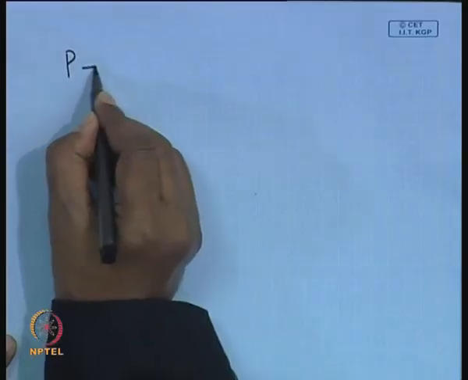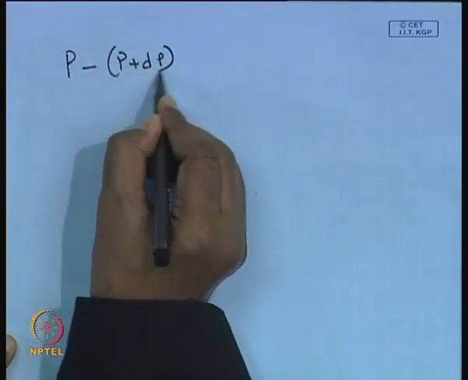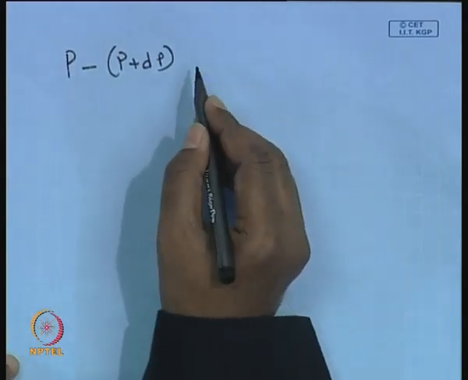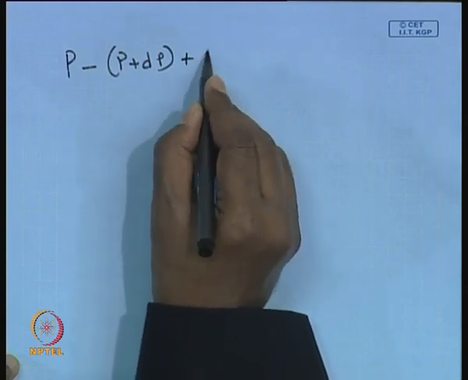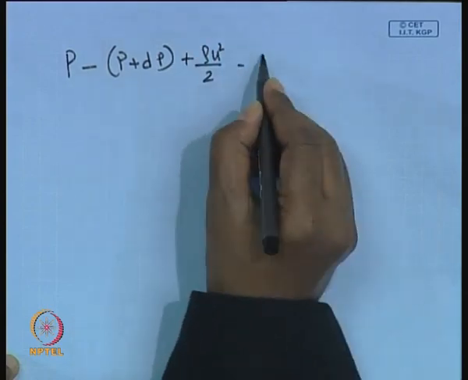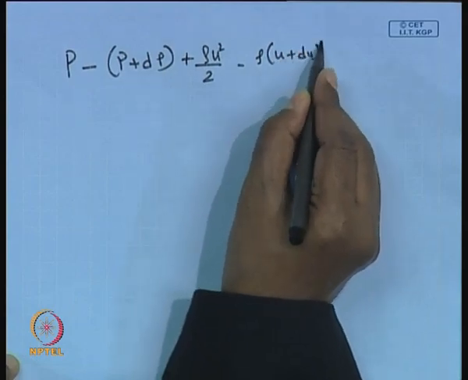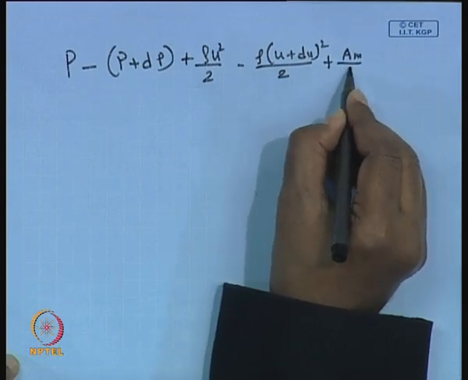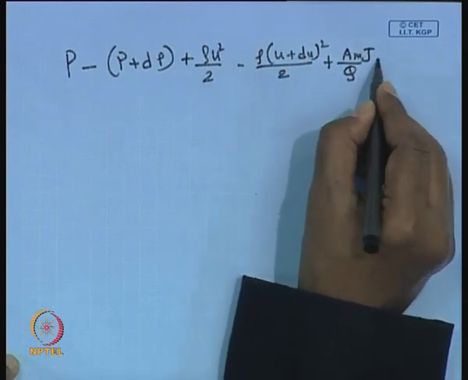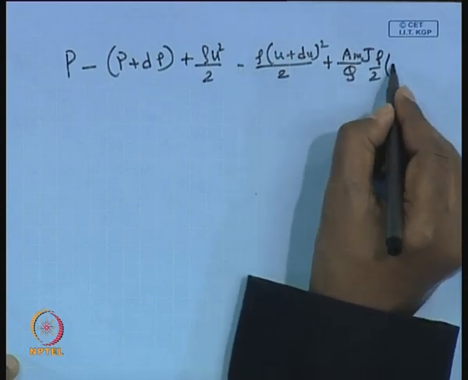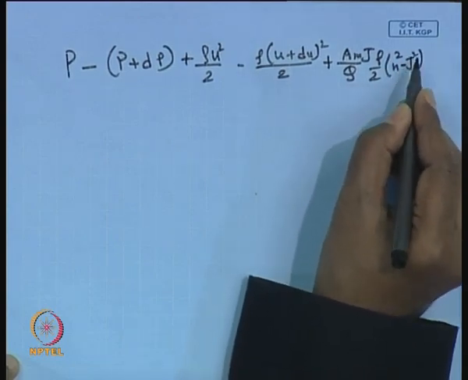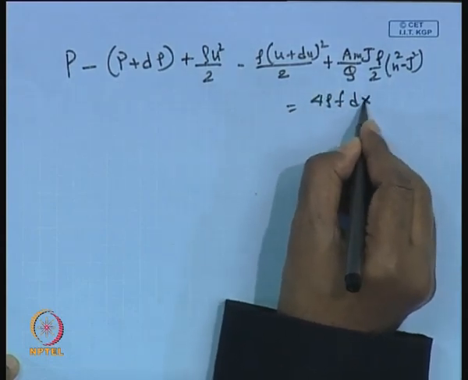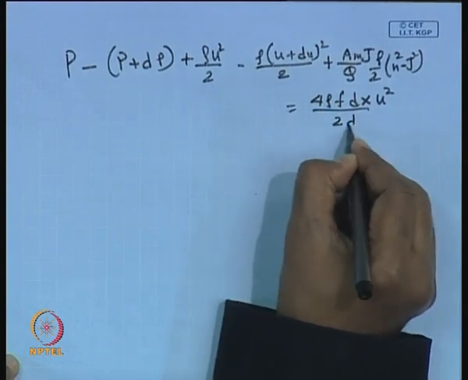That is P minus P plus dP. dP is basically the delta P, that is the P plus dP is the pressure at the outlet of the elemental differential element, plus rho u square by 2 minus rho u plus du square divided by 2 plus A m by q times j rho by 2 u square minus j square is equal to 4 rho f dx u square by 2 dE.